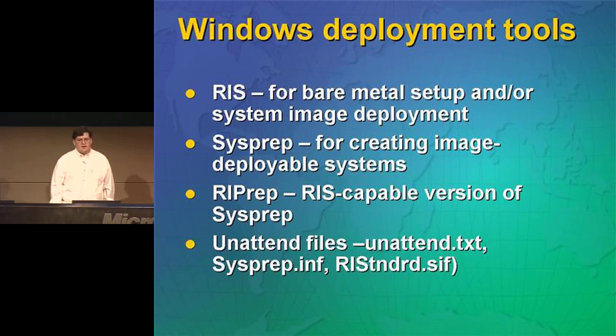RIPrep, as I said. And then unattend files, which is the one that a lot of people are really familiar with, especially in the server deployment area, because sysprep traditionally hasn't been used there. There's also some cousins of the unattend.txt that you may or may not know of. Sysprep.inf, the tool for automating a sysprep install, and ristandard.sif, which if you take a sif and actually look at it, is almost the exact same thing as an unattend.txt. It's just got a few special entries in it, so RIS knows how to deal with it.